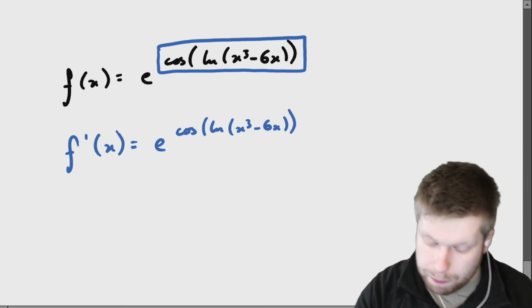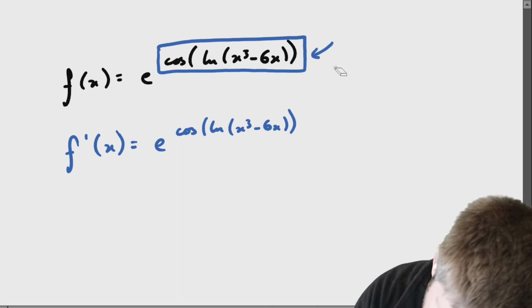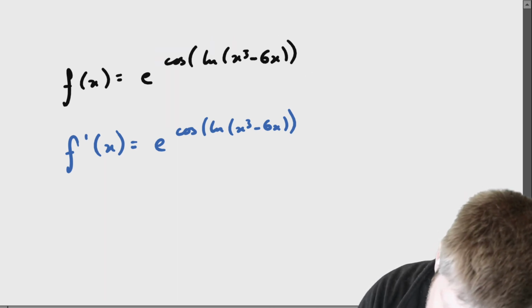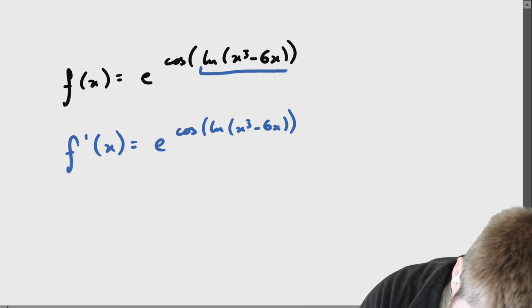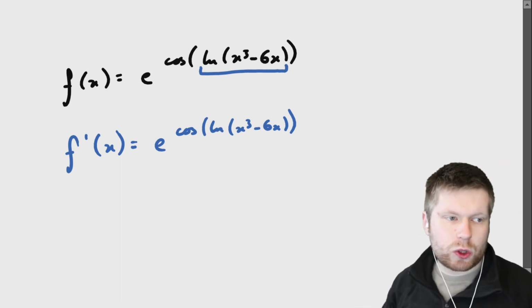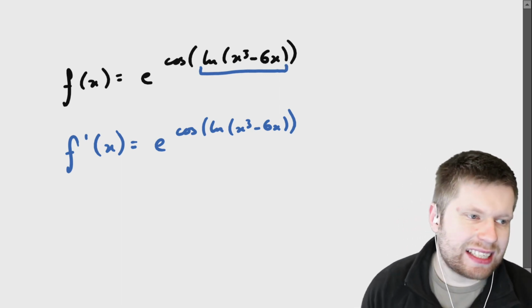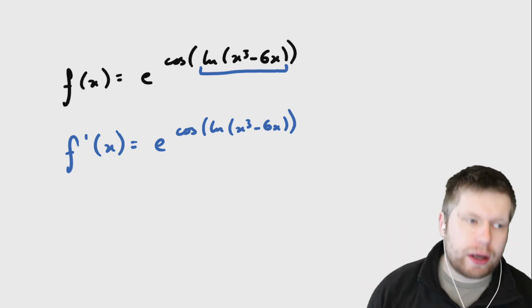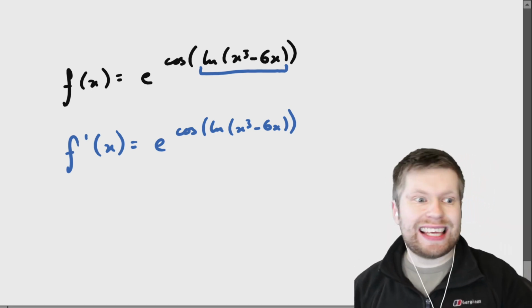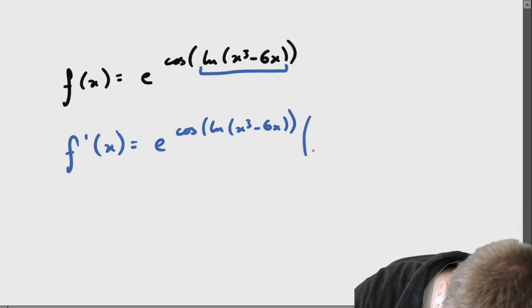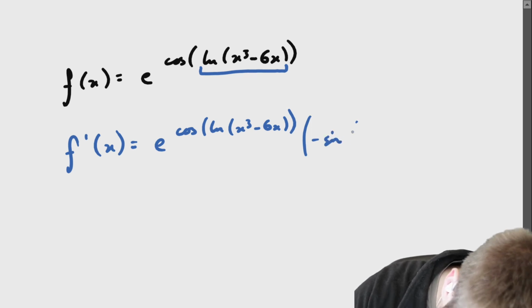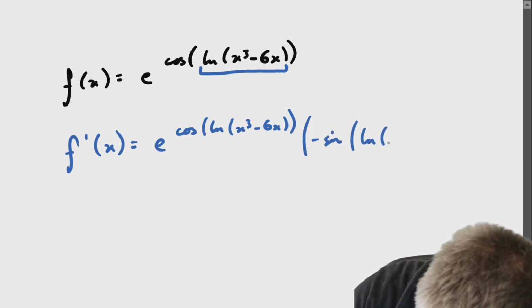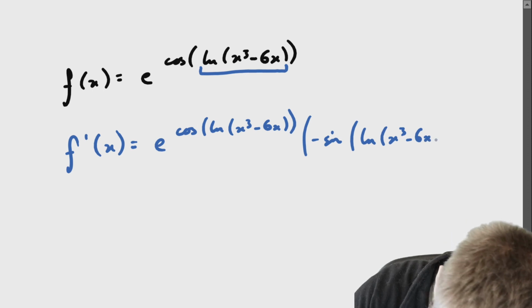So my inside function I've got in blue up here. What's the derivative of this? Well, it's a function within a function. So let's work our way one more inwards. Let's treat that as the inside function, so the natural log of x cubed minus 6x. So what's the derivative of the cosine of something? Well, the derivative of the cosine of something is negative sine. So I'm going to put this in brackets. So it's going to be negative sine. And I'll leave my inside function alone. So natural log of x cubed minus 6x.